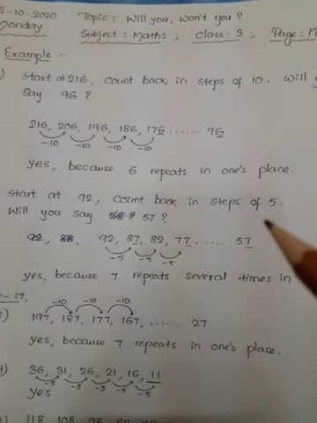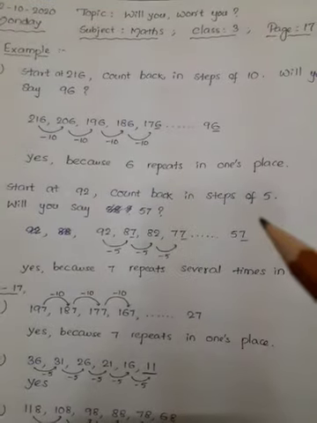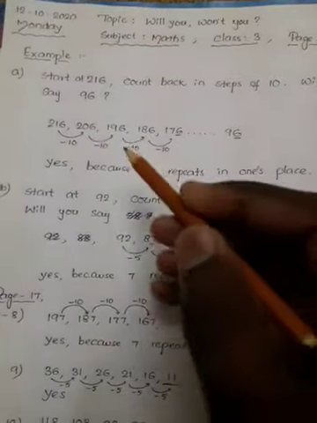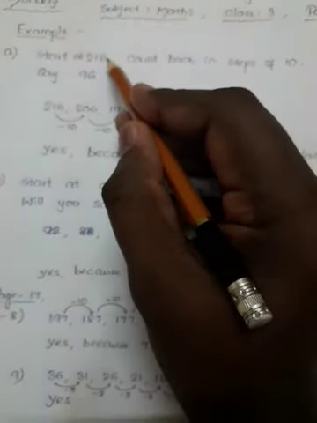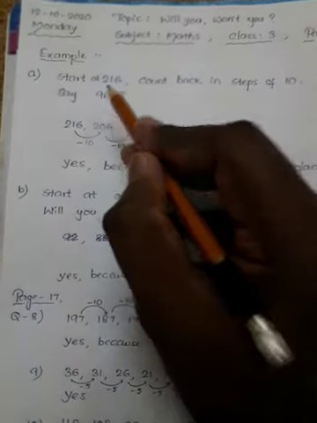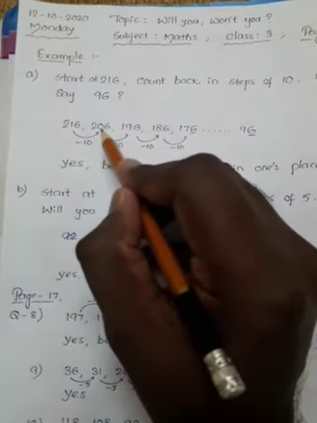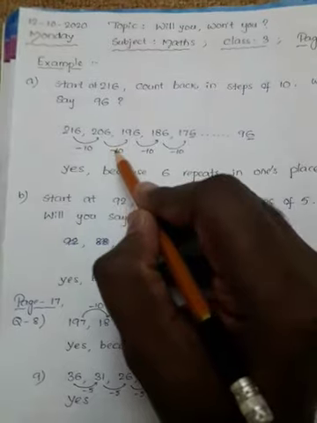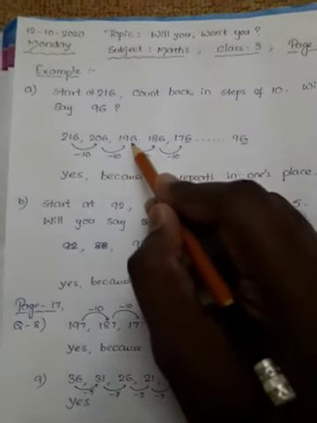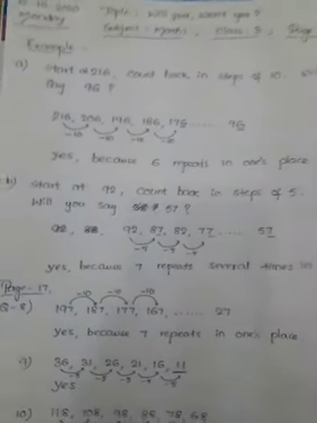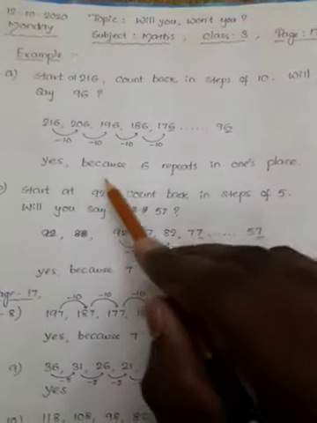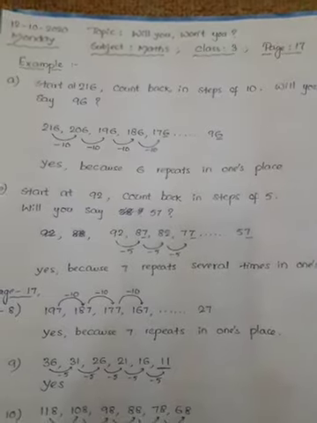Count back in steps of 10. Will you say 96? Yes. Why? Look here, here is the 6 and in 96 also 6. So 216 minus 10 is 206. 206 minus 10 is 196. So the ones place repeats 6 again and again. So yes, because 6 repeats in the ones place.